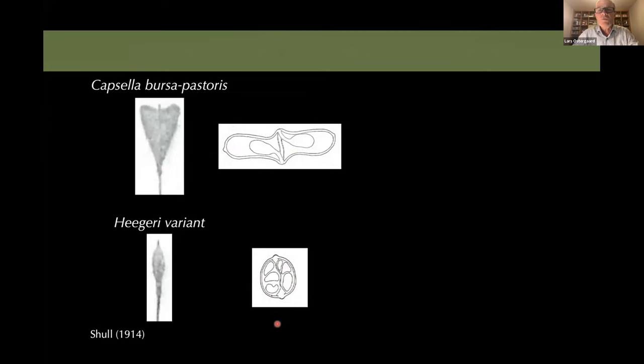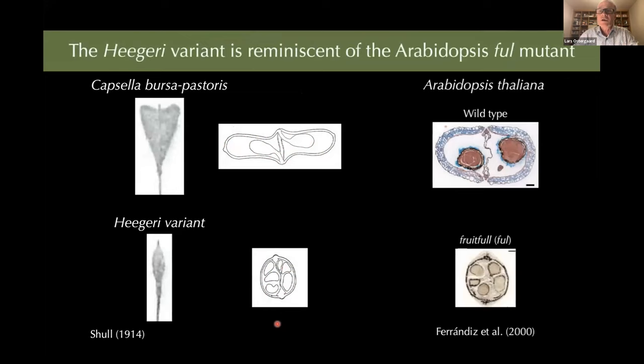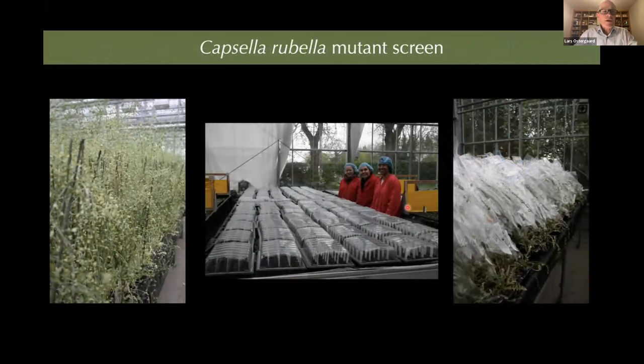And this reminded us of a mutant reported from Arabidopsis called fruitfull. This is a paper from Martin Yanofsky's lab at the University of California in San Diego, from 2000, where this cross-section of a fruitfull mutant, a mutant that has a defect in the FRUITFULL gene, shows almost exactly the same cross-section as the sketch that George Harrison Shull's wife included in their publication. Compared to wild type up here, where you can see this is more round and bigger and has the seeds inside. So we set out to find out whether it was indeed the FRUITFULL gene that is mutated in heegeri in Capsella, giving rise to the same shape as the mutant in Arabidopsis. This was because we thought that FRUITFULL might be a good candidate for a key regulator of the shape difference that we see between the two.